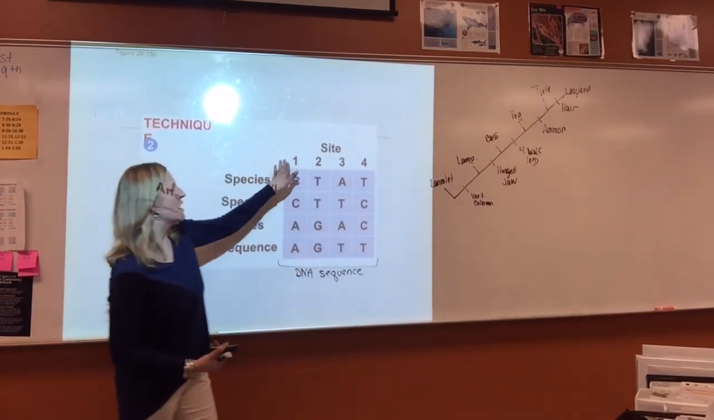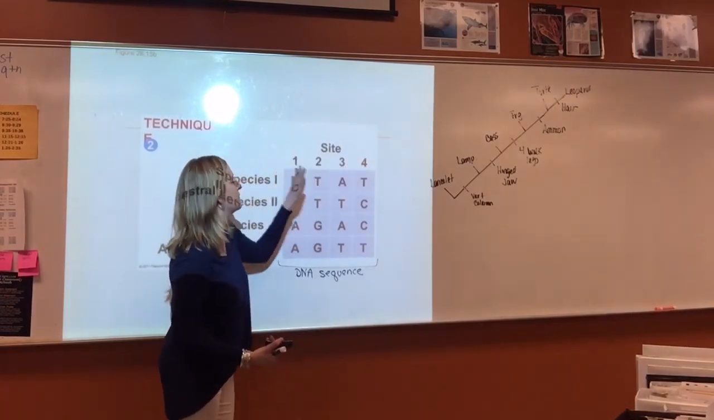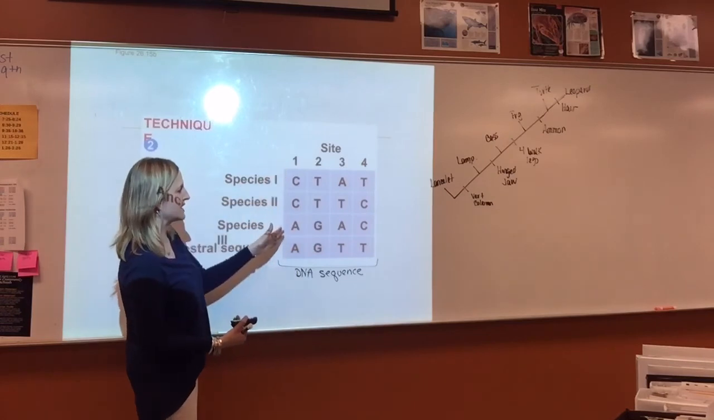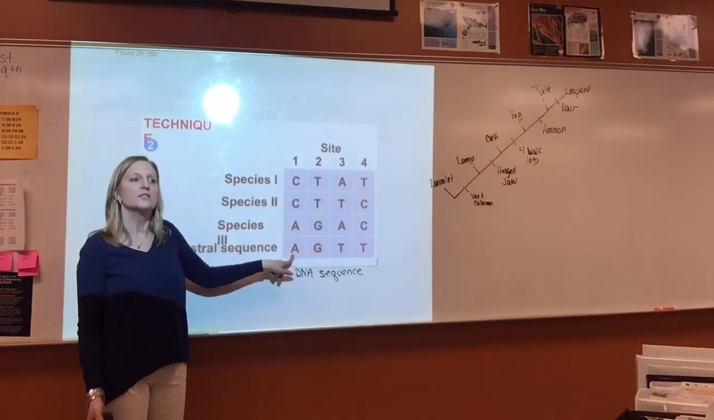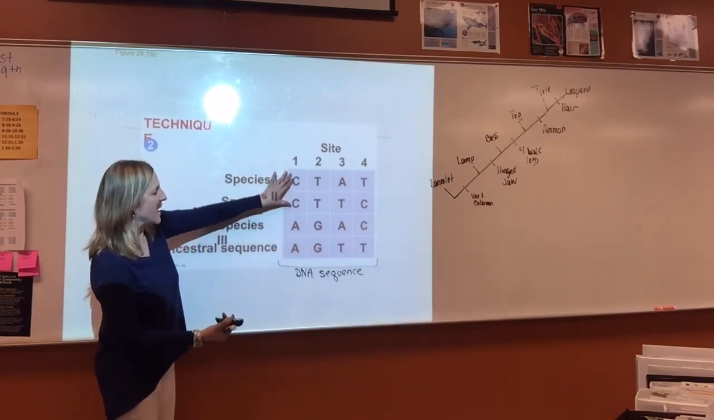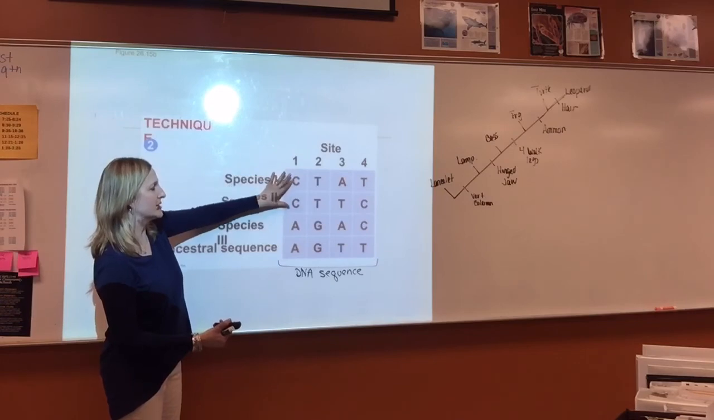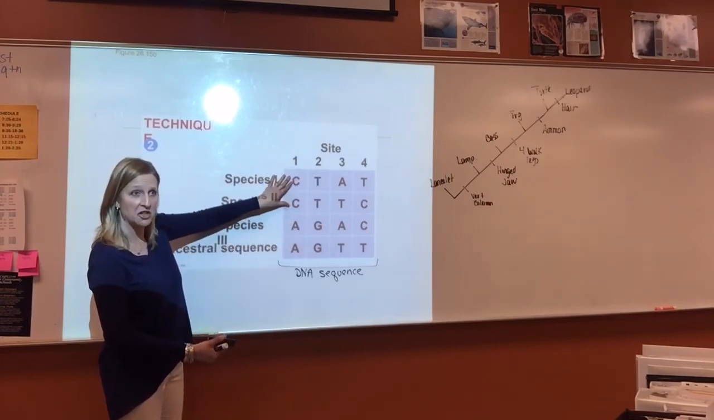And so then notice along the top, it has site. So this they call just 1, 2, 3, and 4. It's a very small sequence of DNA. And so in site 1, the ancestral species is A. So therefore, 1 and 2, that A at some point in time from the ancestral species has mutated to a C. So it's changed to a C.